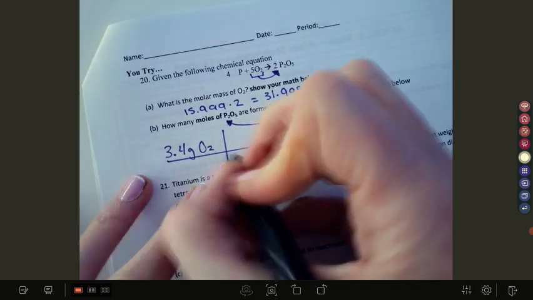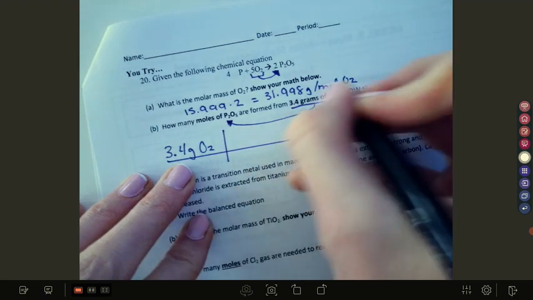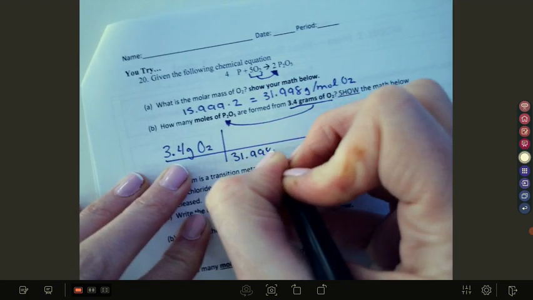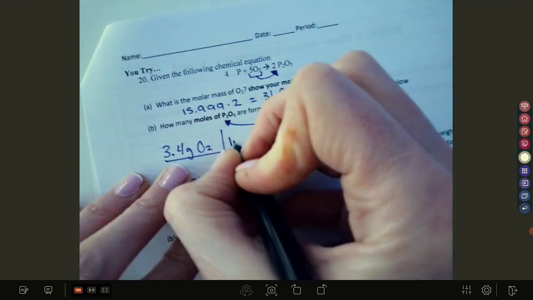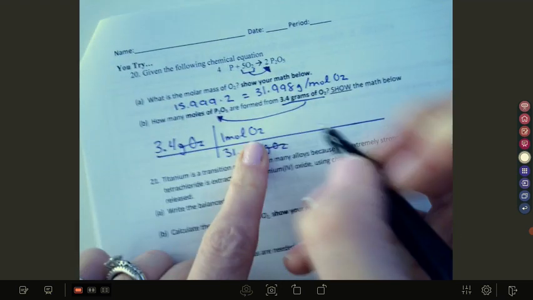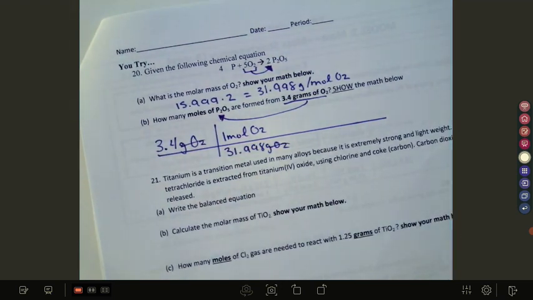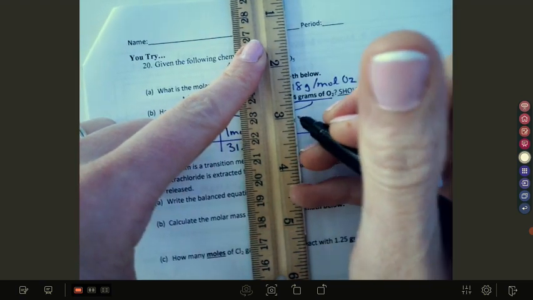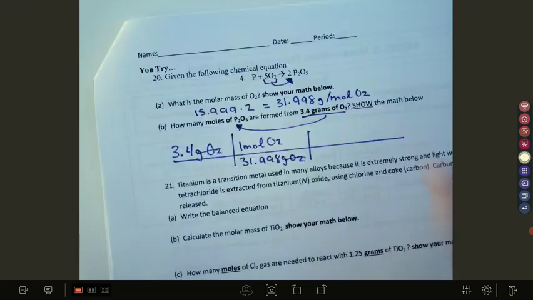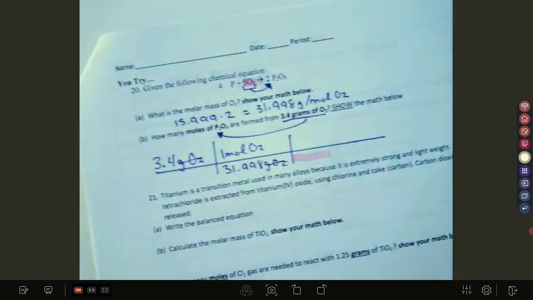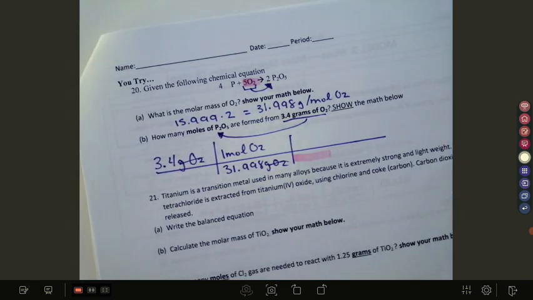So I know I have to have grams of O2 on bottom, and I know that there are 31.998 grams of O2 in 1 mole of O2. Okay, so grams of O2 cross off, and I'm in moles of O2. Now this is where I get to that mole bridge. This is where I can actually use that balanced chemical equation. And I know for every 5 moles of O2, I have 2 moles of diphosphorus pentoxide.